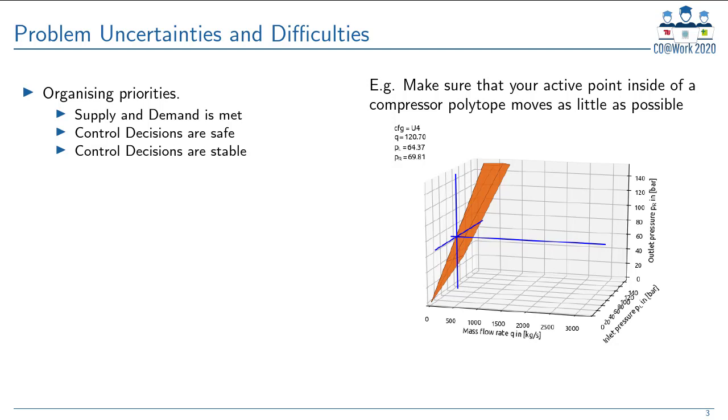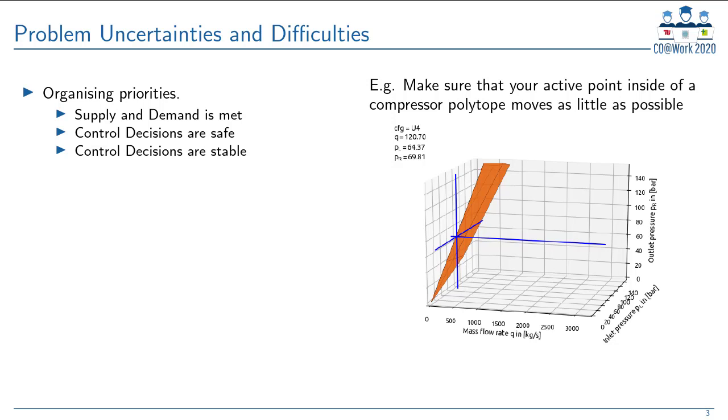Another priority in the case of gas networks is stability. The gas network does not want to constantly be turning machines on and off if it can help it. For example, if we take an active compressor station with fixed configuration, it would be best if our active operating point in the compressor station does not move too much over time. In other words, we don't want our active operating point to hop from corner of the polytope to corner of the polytope, from extreme vertex to extreme vertex.